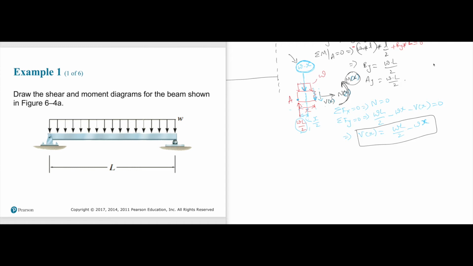So if I ask you what is the shear force at X equal to L, what will you do? You just have to plug in X equal to L here, and you get the value of shear force at X equal to L. Next, sum of moments with respect to A equal to 0, right?